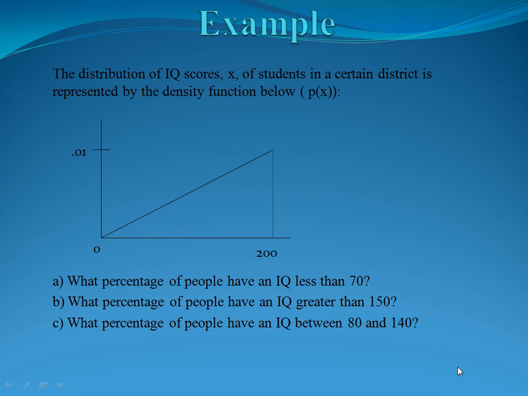Let's look at an example of how we can calculate some things using a PDF, a probability density function. The distribution of IQ scores, X, of students in a certain district is represented by the density function below. We want to know what percentage of people have an IQ less than 70, what percentage have an IQ greater than 150, and what percentage have an IQ between 80 and 140.